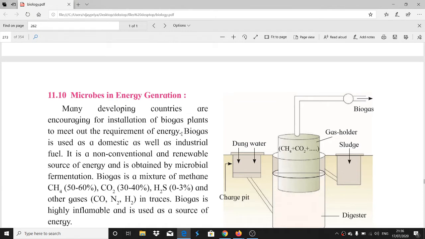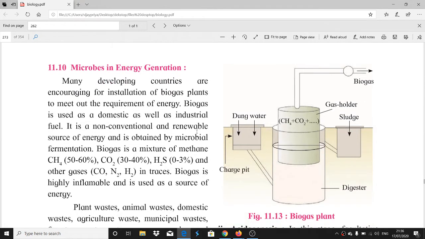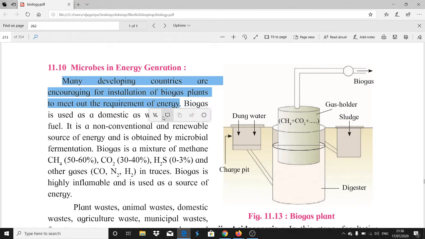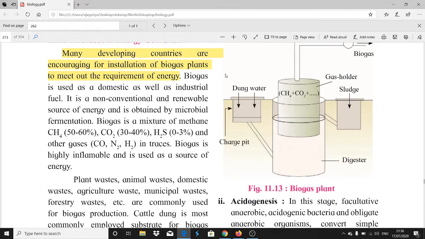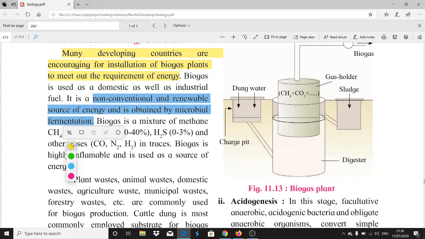Many developing countries are encouraging the installation of biogas plants to meet the requirement of energy. Why is there a need for biogas plants? Because of energy production; more energy is required. Biogas is used as a domestic as well as industrial fuel. It is a non-conventional and renewable energy source and is obtained by microbial fermentation. This is an important part, and because of that biogas plants are in more demand.